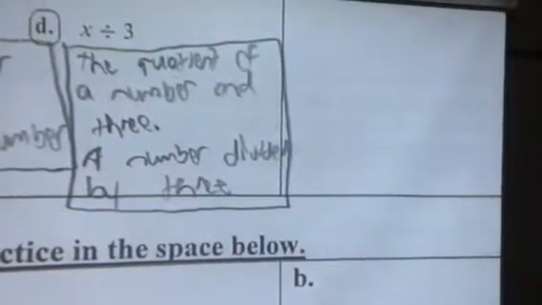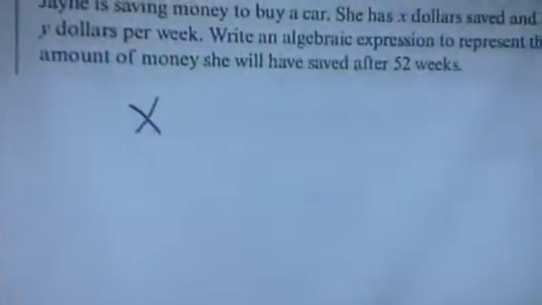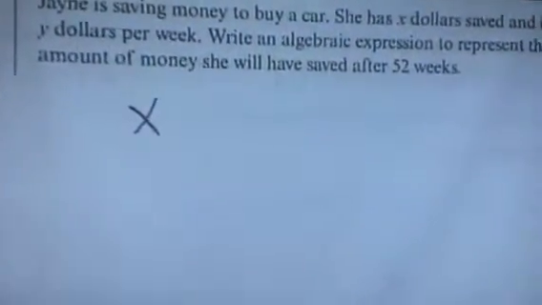Last one says Jane is saving money to buy a car. She has X dollars saved and is saving Y dollars per week. Write an algebraic expression to represent the total amount of money she will have saved after 52 weeks. So she has X dollars saved. She already has X dollars, so we can represent that with the amount that she already has. And then each week, or per week.